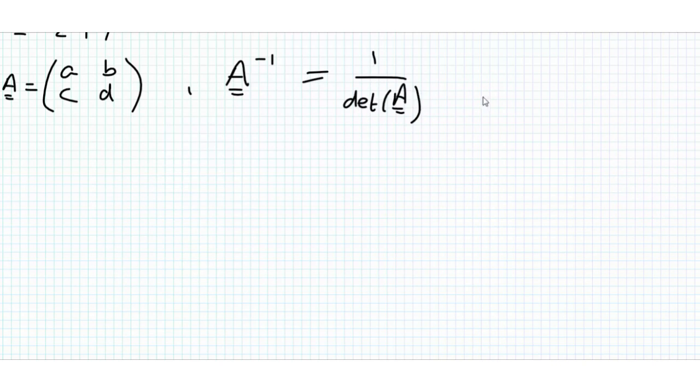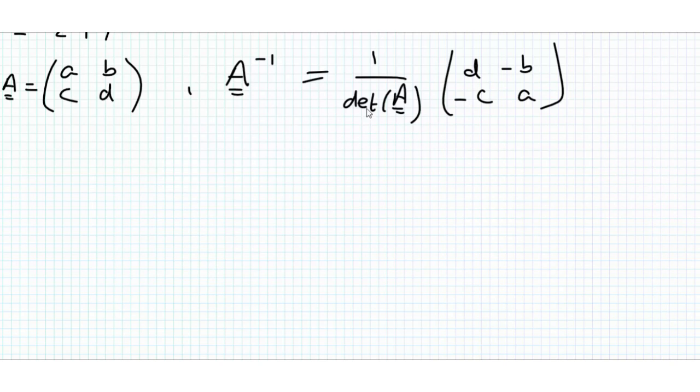If we've got a matrix A, with entries a, b, c, d, then A inverse is equal to 1 over the determinant of A multiplied by d, minus b, minus c, a. So we just swap over the first two entries on the leading diagonal, and swap the signs of the other diagonal, and we divide all by the determinant.